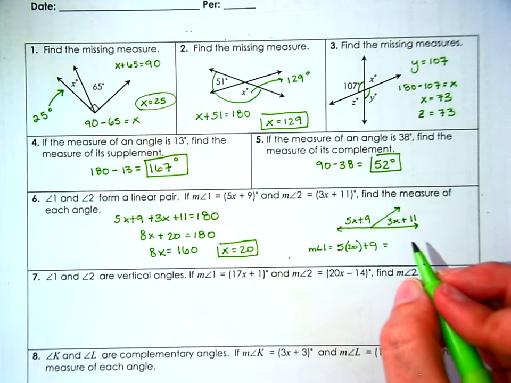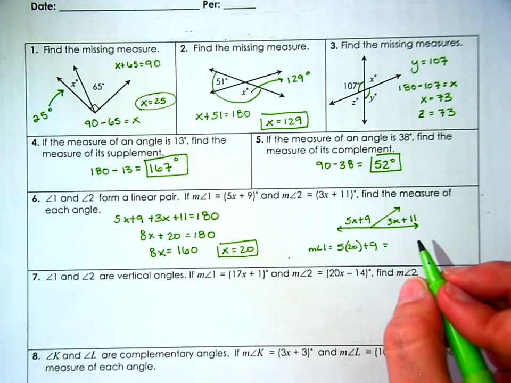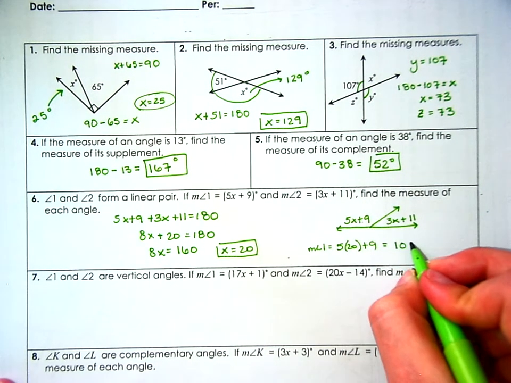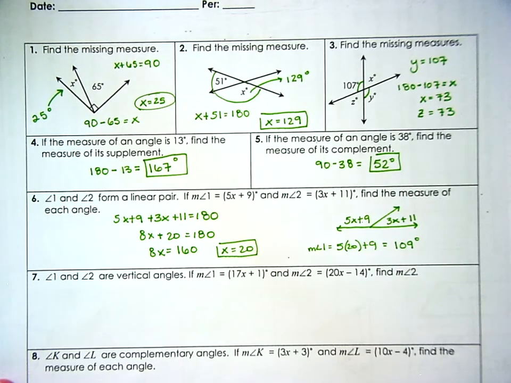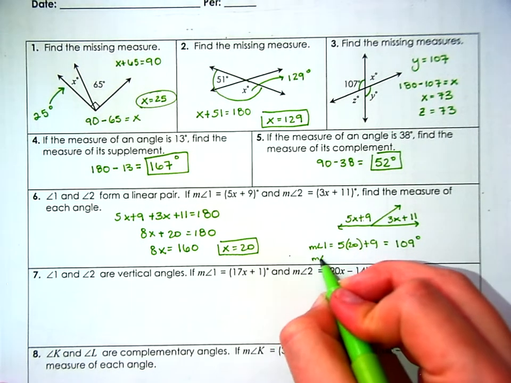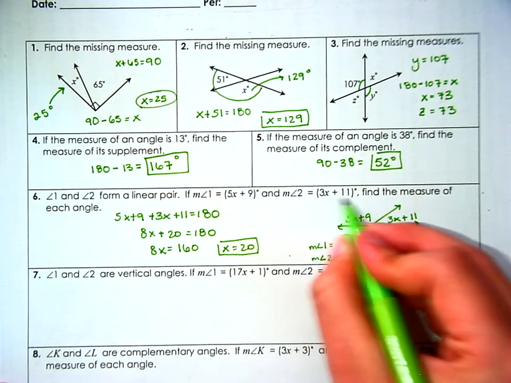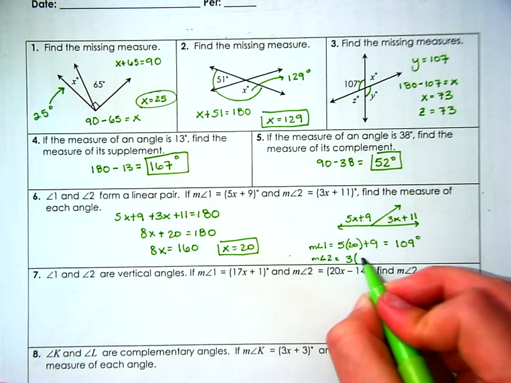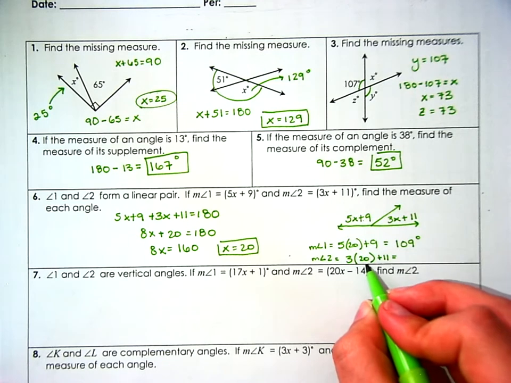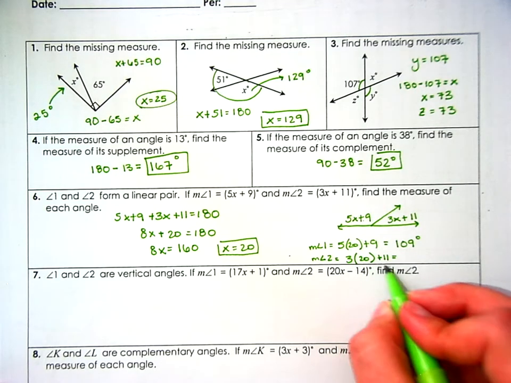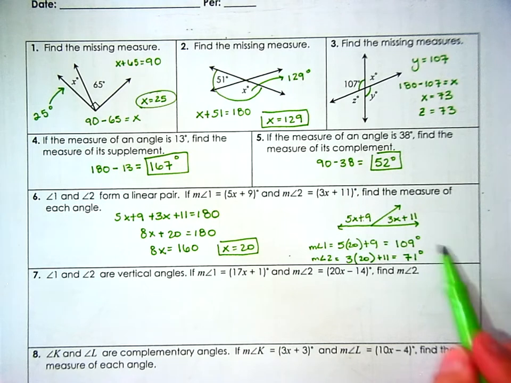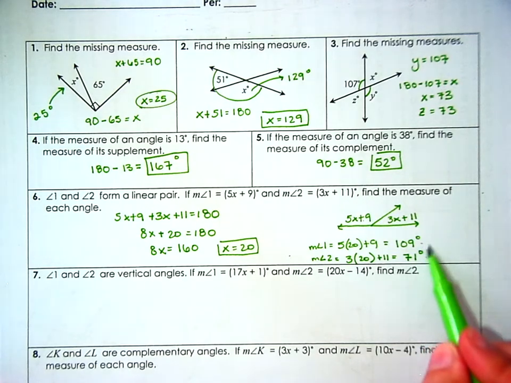So 5 times 20, that's going to give me 100. And then plus 9. So measure of angle 1 is 109 degrees. We're going to do the same thing now, but for angle 2. Measure of angle 2, that's 3x plus 11. But I know what x is. That's 20. So 3 times 20 is 60. And then add 11, that's 71 degrees. And looky here, if I add those two together, that gives me 180.